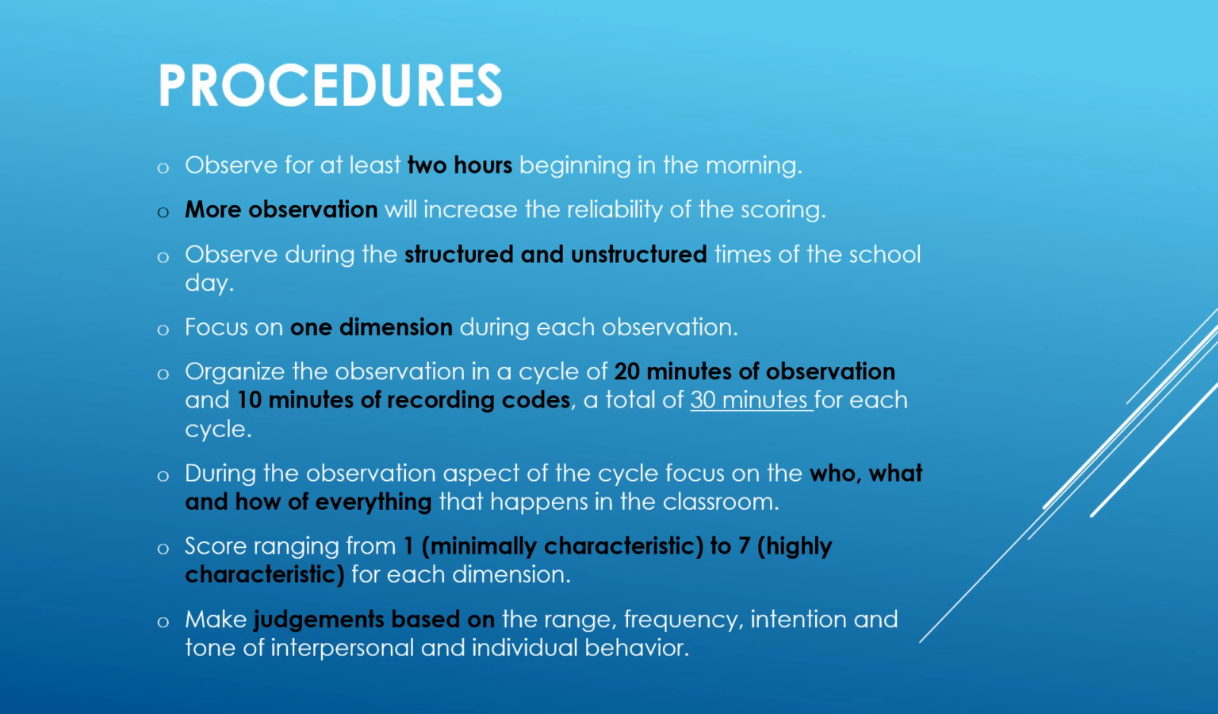And so this is a rating scale, and the scores range from 1, minimally characteristic, to 7, highly characteristic for each dimension. Make judgments based on the range, frequency, intention, and tone of interpersonal and individual behavior. So this PowerPoint gets you started on CLASS. Make sure you take a look at the PDF within Canvas so that you can read more detail about CLASS.